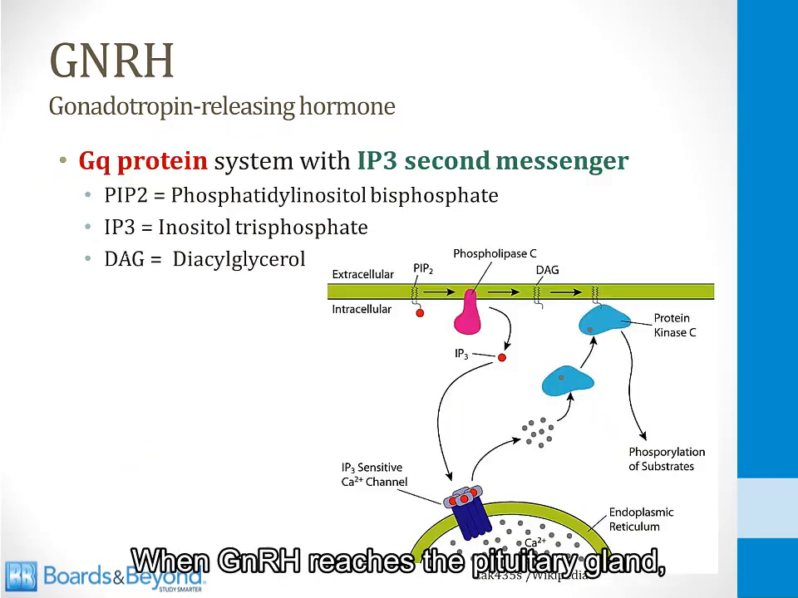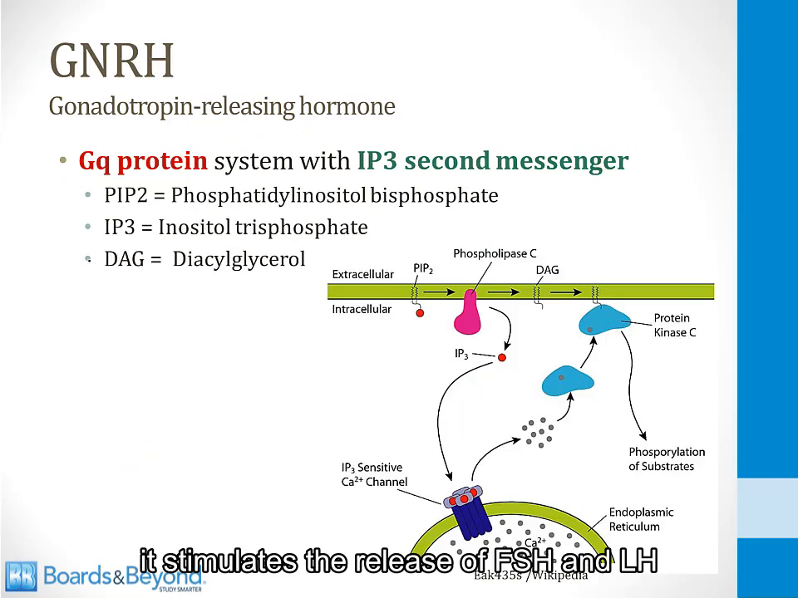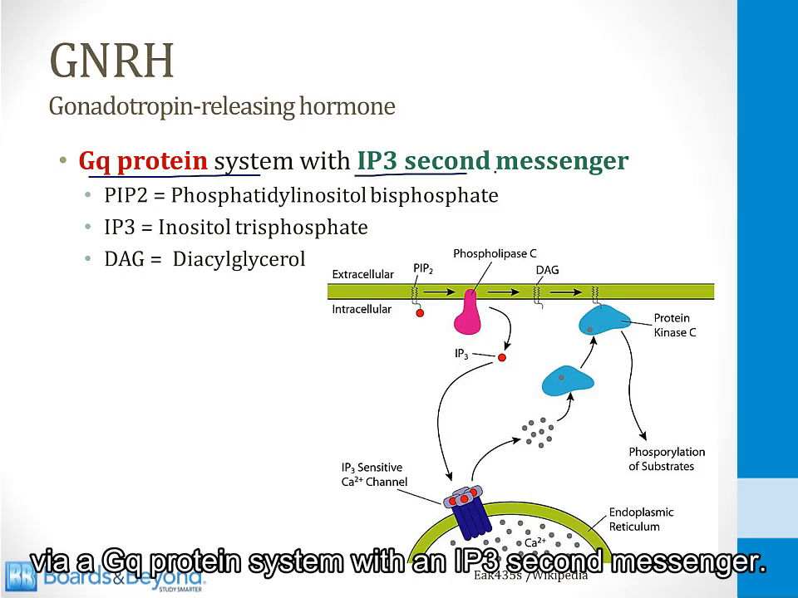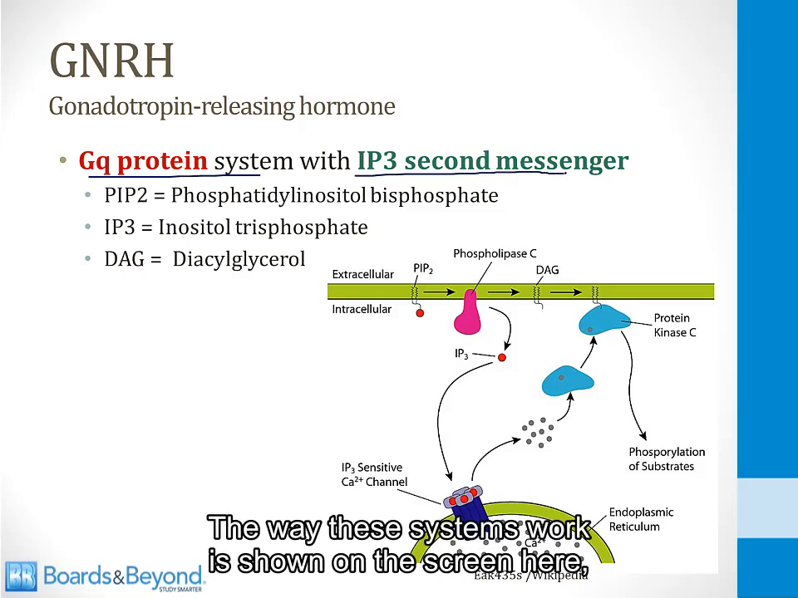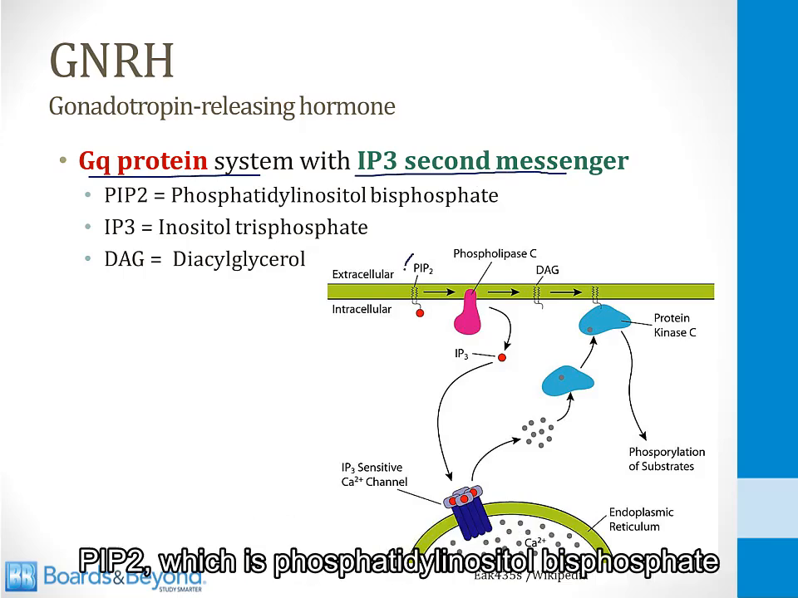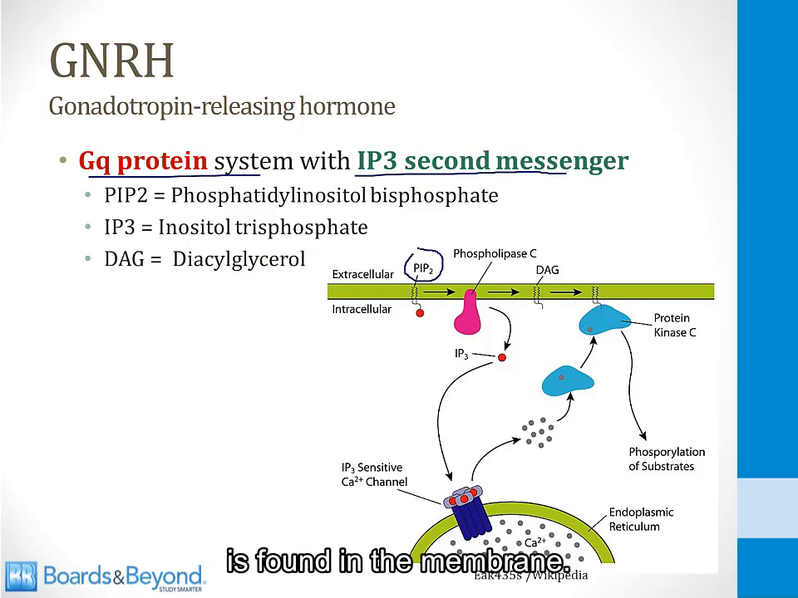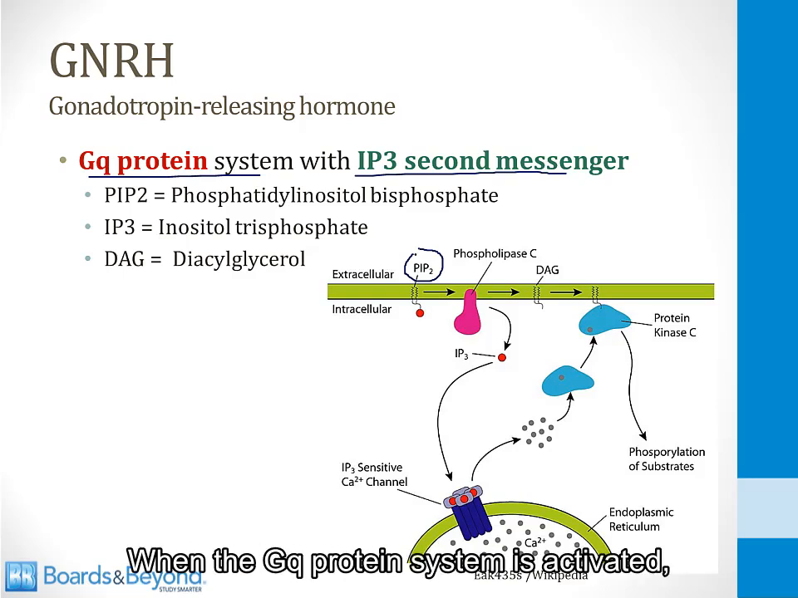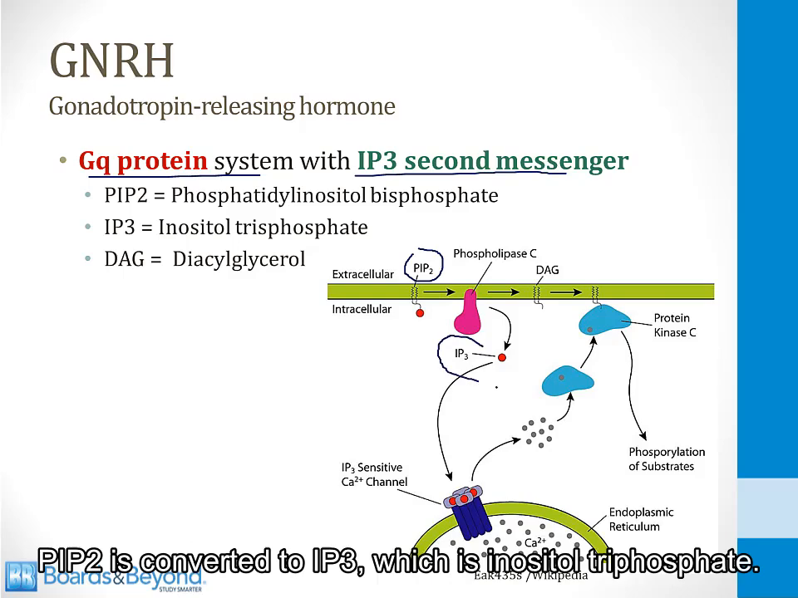pituitary. When GnRH reaches the pituitary gland, it stimulates the release of FSH and LH via a Gq protein system with an IP3 second messenger. The way these systems work is shown on the screen here. PIP2, which is phosphatidylinositol bisphosphate, is found in the membrane. When the Gq protein system is activated, PIP2 is converted to IP3, which is inositol triphosphate.